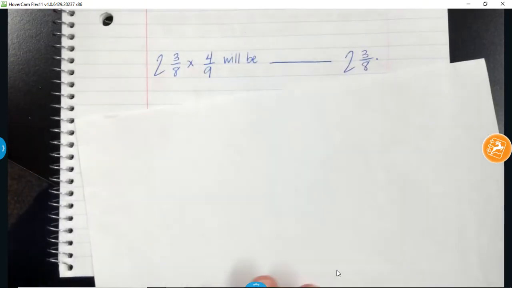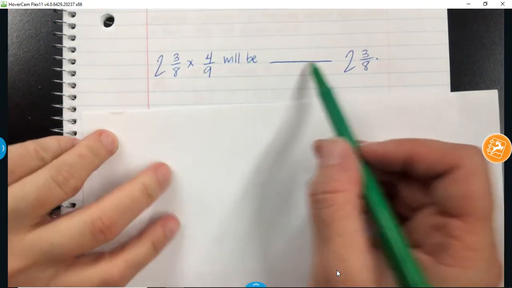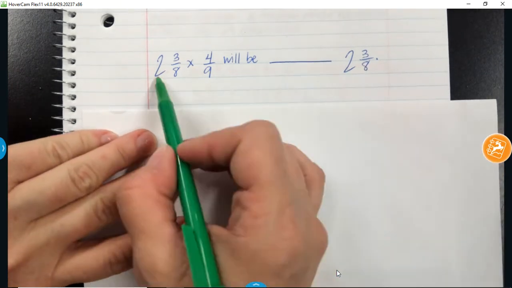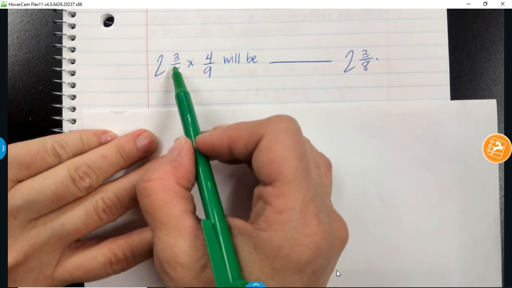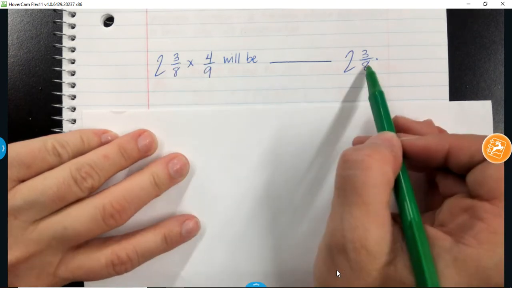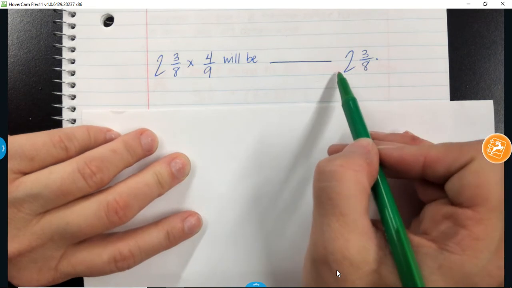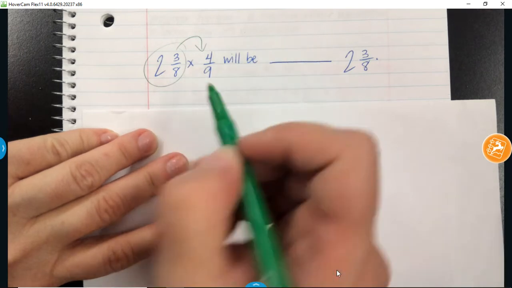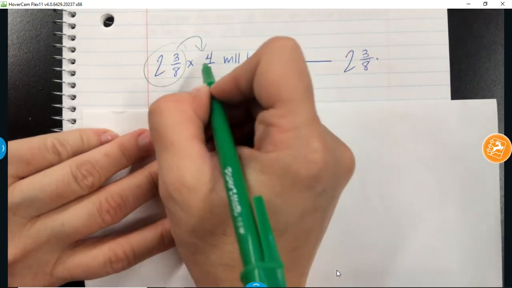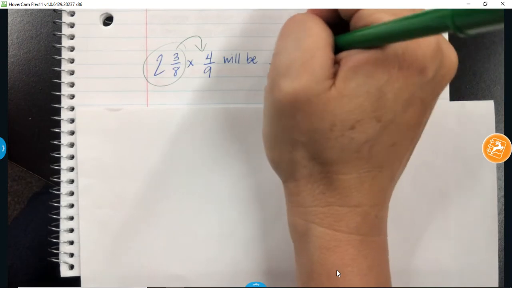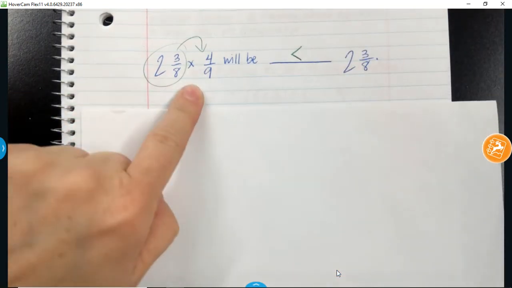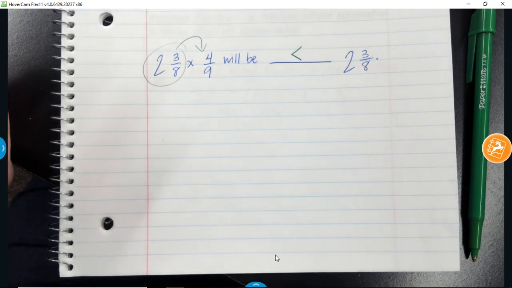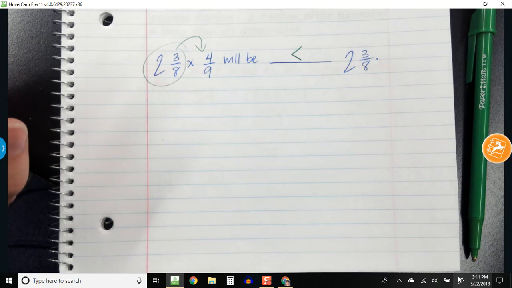Okay. 2 3/8 times 4/9 will be blank 2 3/8. 2 3/8, that's what we're comparing. Will 2 3/8 times 4/9 be greater than 2 3/8, less than 2 3/8, or equal to 2 3/8? Well, I'm multiplying 2 3/8 times 4/9. 4/9 is a number less than 1. So 2 3/8 times 4/9 will be less than 2 3/8 because you're multiplying it by a number that is less than 1. Think you can handle that. Just pay attention to what you're comparing it to, and you should be fine.